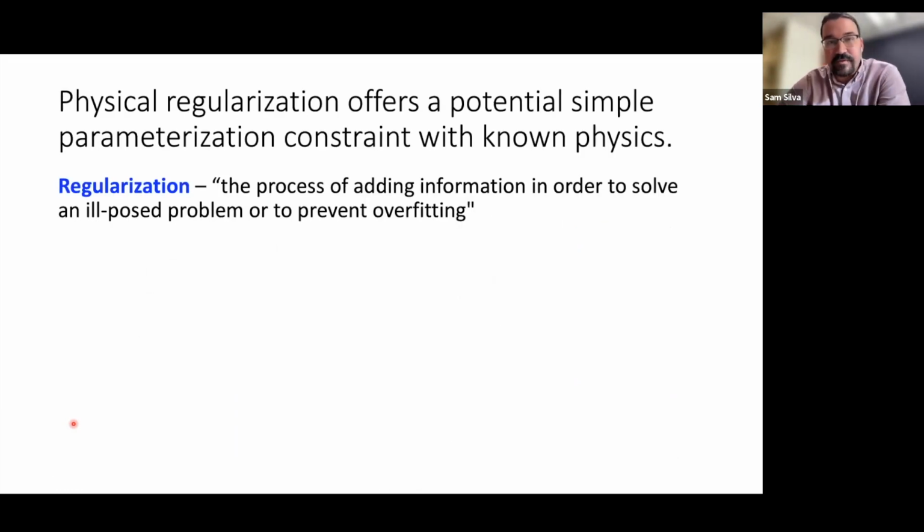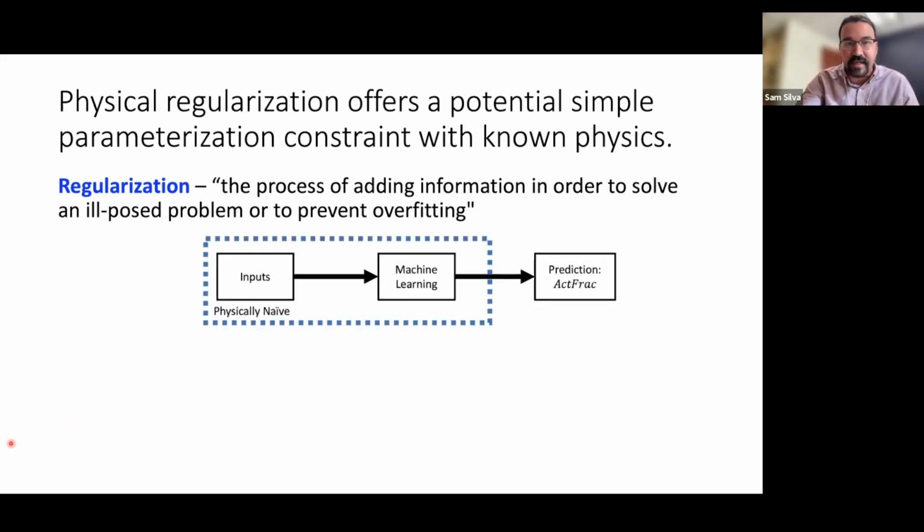So what we were interested in is just this process of implicit regularization through known physics, right? In the broad sense, regularization is a process of adding information in order to help solve an ill-posed problem or prevent overfitting. There are a bunch of ways to do this, and here we are interested in changing the way in which we predict from what we term the physically naive approach.